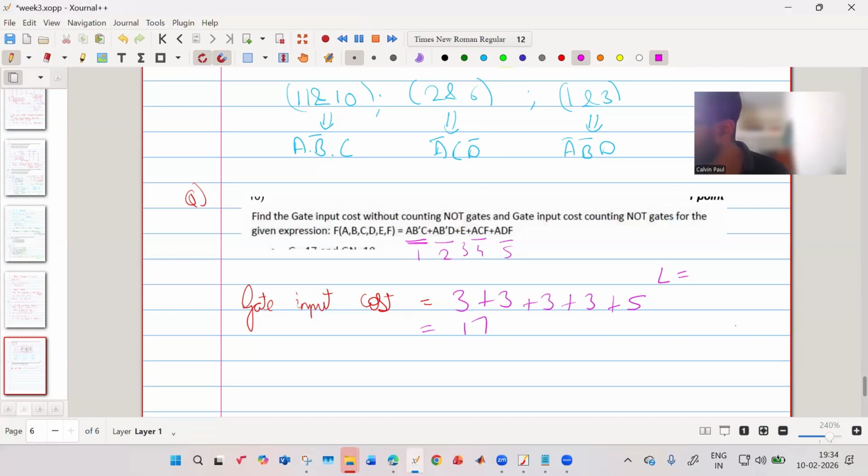Now we have to know that if you have a NOT gate, it means you need an additional gate, which means an additional input. So you see B prime is there, so you need one NOT gate. Now do you see any other C prime, D prime, E prime, A prime, F prime? No. B prime is repeated twice, here and also here. But you need only one NOT gate. The output you can send to both places. So the gate input cost with the NOT gate is just 17 plus 1, that is equal to 18. Okay.